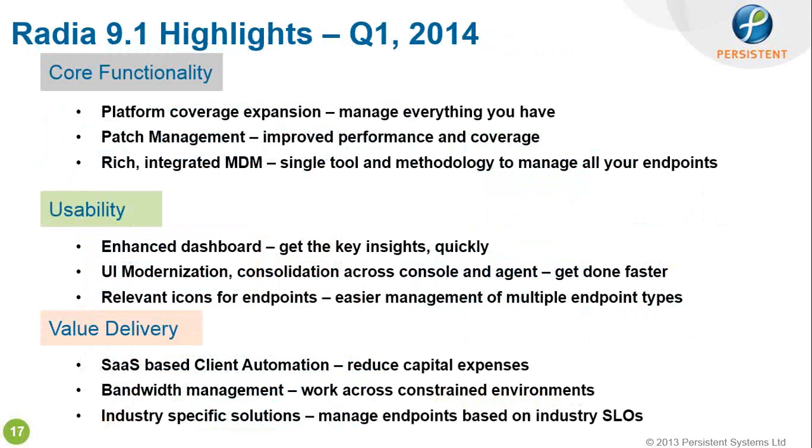So, what does that mean in terms of the themes that we want to deliver? When I think about the investments that we're going to make, it's really going to be in three key areas. One is what I call core functionality, which means everything from platform coverage expansion. Let me digress for just a second. We have an upcoming release called Radia 9.1, and it is going to be available in the first quarter of 2014. With that kind of schedule, we are just about finished with our last development sprint, and we are entering the QA phase of Radia 9.1. Again, it will be available in the first quarter, and we are putting all our efforts into making it the highest quality release that we can and delivering it on time.